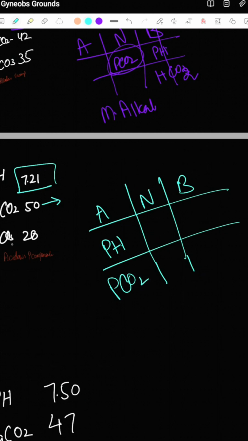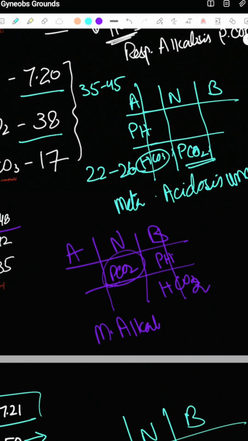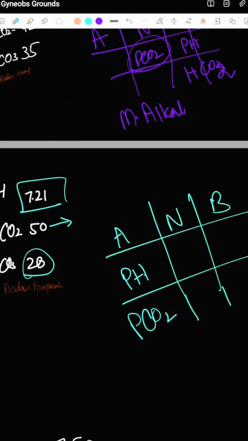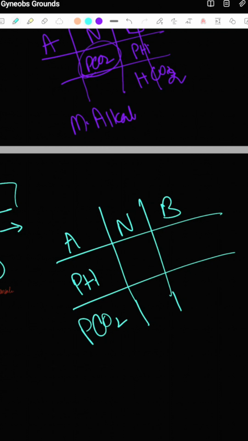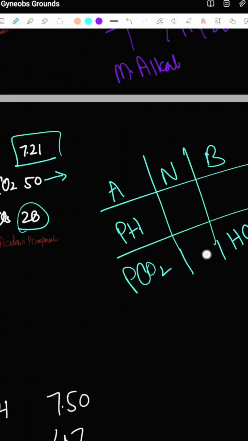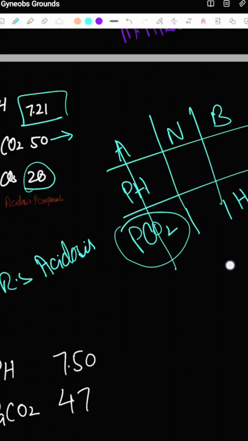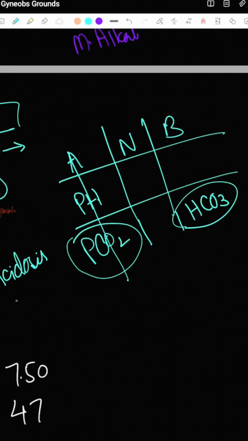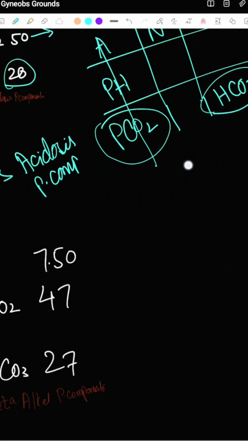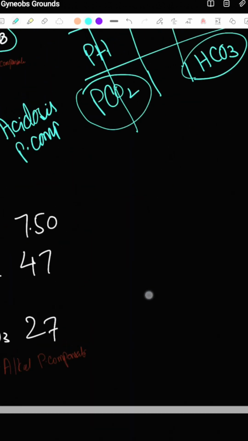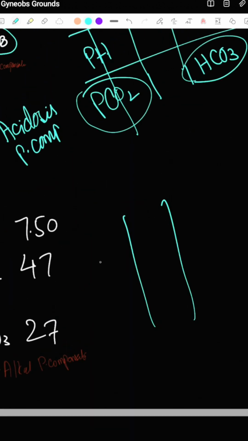And the HCO3 is 28. It means that it is more, and it will come under the base. So as the pH has completed, it means that it is acidosis, either respiratory or metabolic. It is respiratory acidosis, and as the base is raised, it means that it is partially compensated. Now let's move to our last example, and again we are going to make a grid.